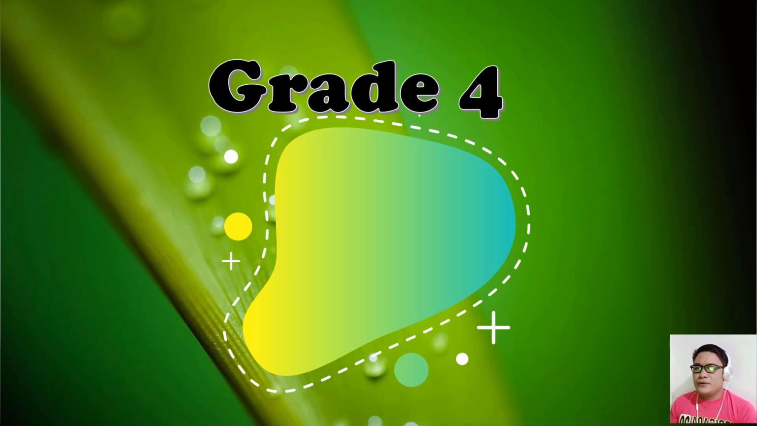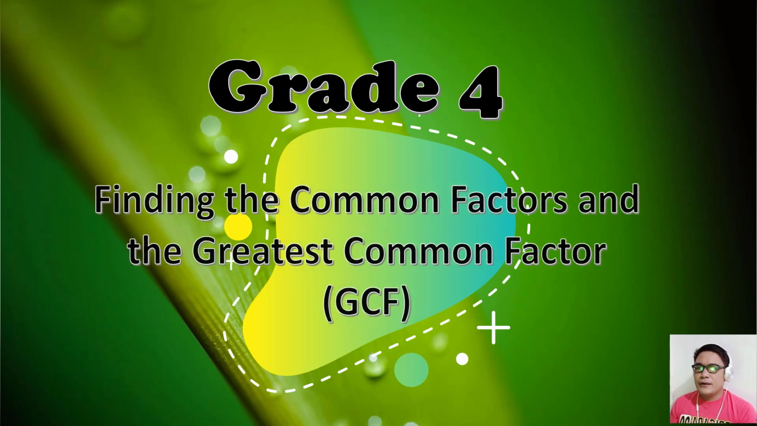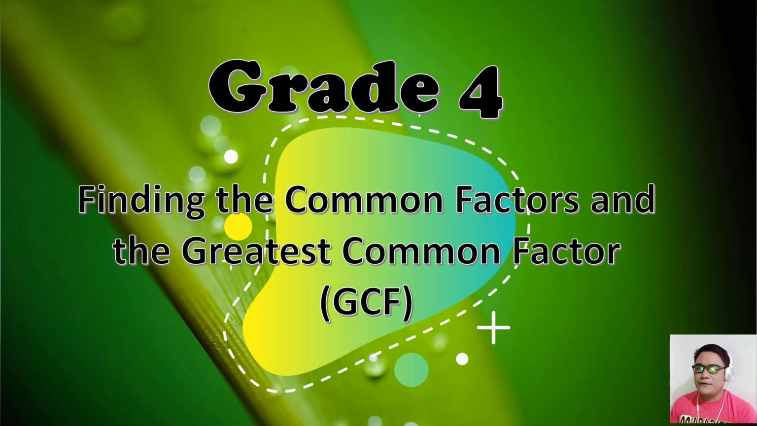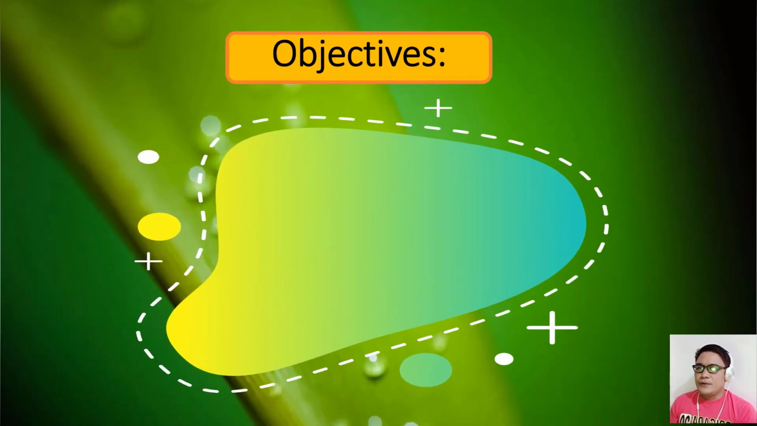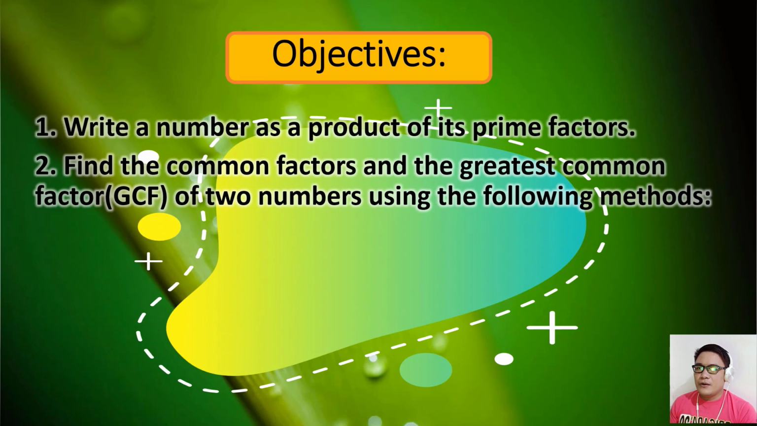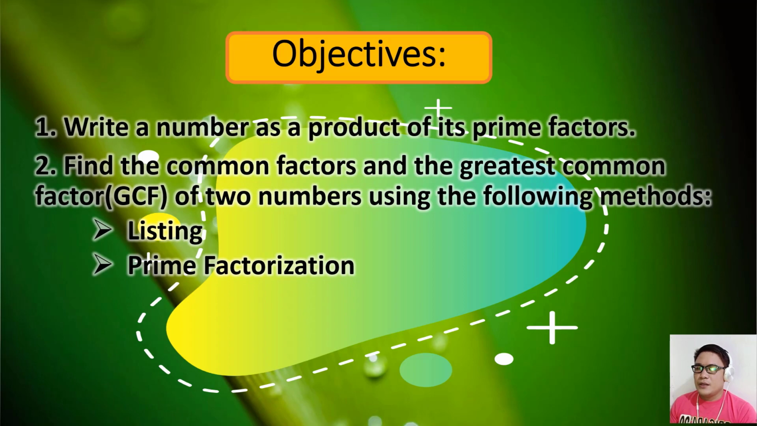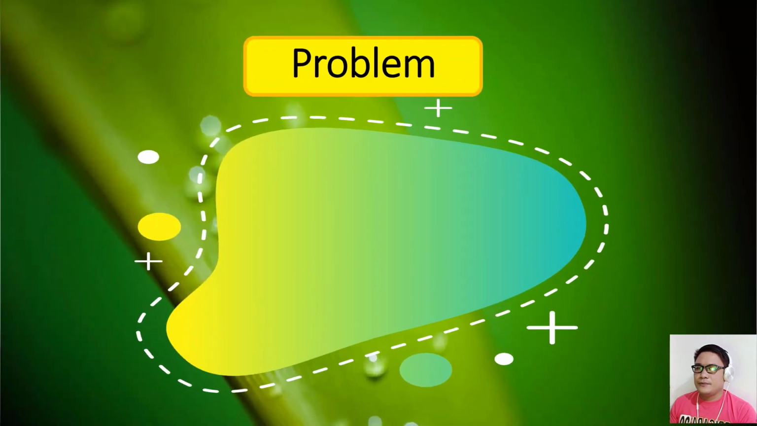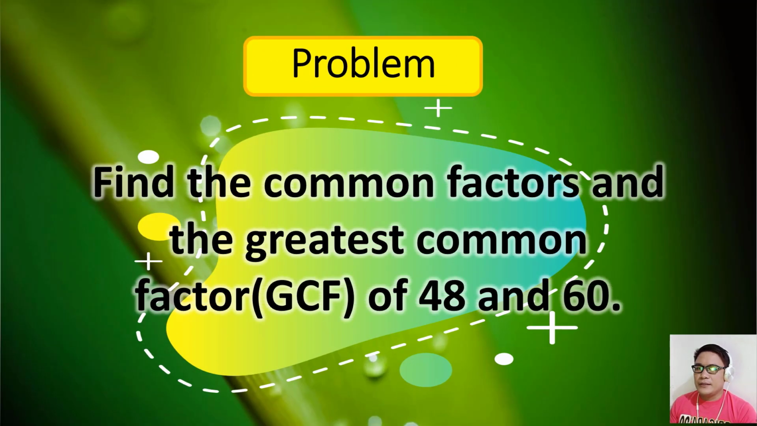And our lesson for today is finding the common factors and the greatest common factor, or GCF. Objectives: write a number as a product of its prime factors. Find the common factors and greatest common factor, or GCF, of two numbers using the following methods: listing, prime factorization, continuous division. Problem: find the common factors and the greatest common factor, or GCF, of 48 and 60.